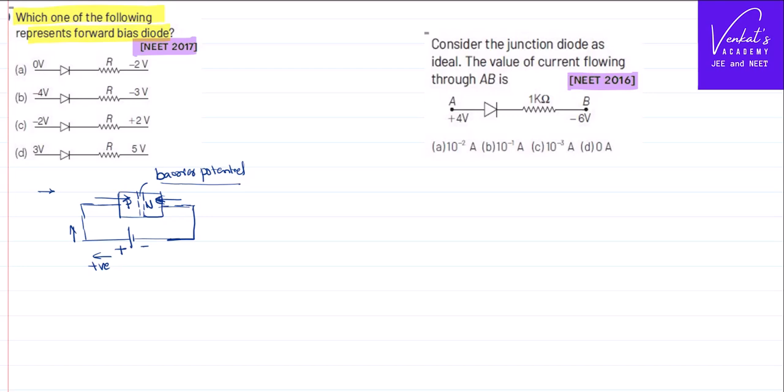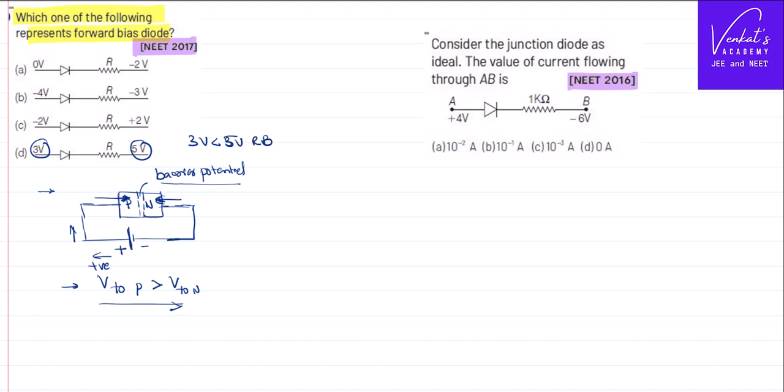For that to happen, the positive plate of the battery has to be connected to the p-type. In other words, the voltage applied to the p-type shall be greater than the voltage applied to the n-type of the PN junction diode, so that current is able to flow from P to N at the junction. So look at the options. This is 3 volts and 5 volts. We know 3 volts is less than 5 volts, so it's a reverse bias.